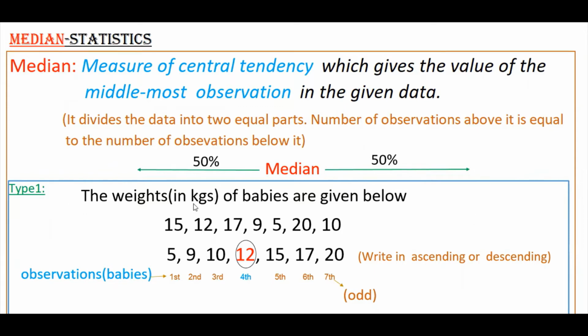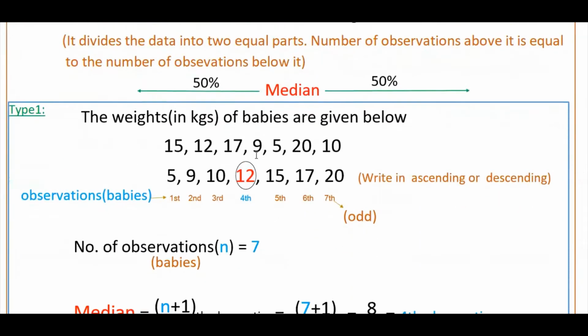For example, the weights in kgs of babies are given below: 15, 12, 17, 9, 5, 20, and 10. So these are the weights of babies. First you have to write in an order, in ascending order or in descending order. You can write in any way. So first write in an order because this data is not in an order. First write in ascending order. So this data in ascending order is like this: 5, 9, 10, 12, 15, 17, and 20. So these are the weights of the babies in kgs.